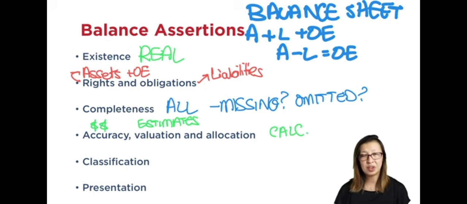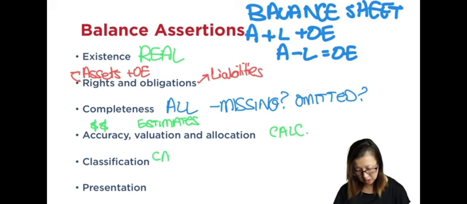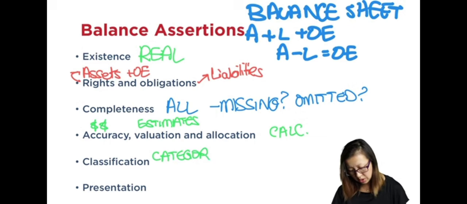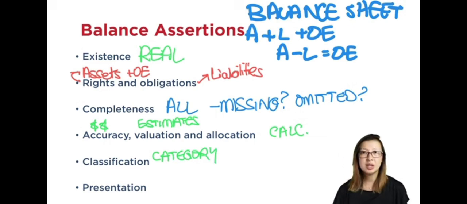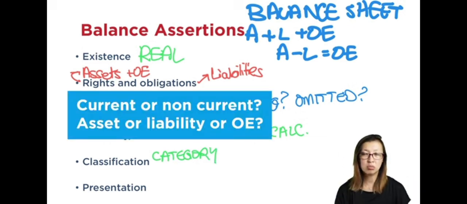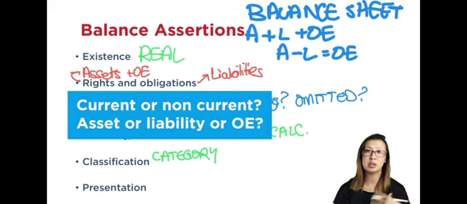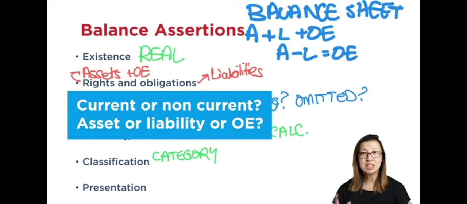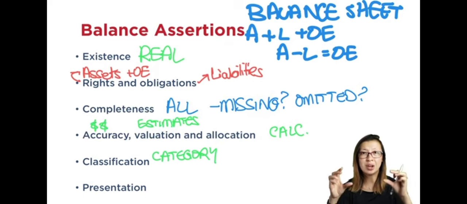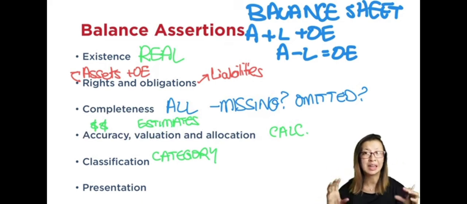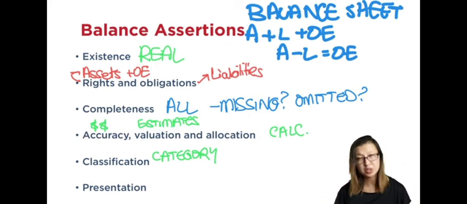The next one we have is classification. And classification is sort of a little bit about the journal entries, but really, are they sitting in the right category on the balance sheet? So is it an asset? If it is an asset, is it a current asset or a non-current asset? And if it's a liability, is it a current liability or a non-current liability? Classification is about making sure we've got it in the correct subcategory and category within the financial statements.